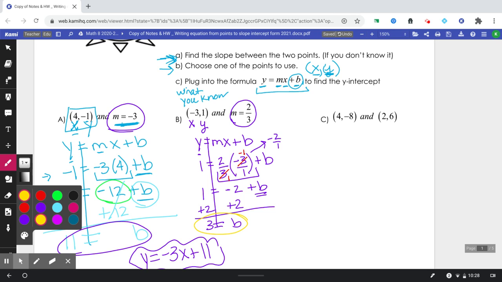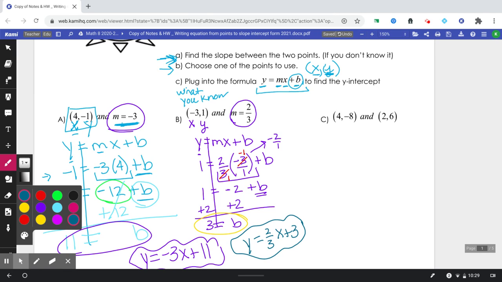Okay, so then the last step, write your equation. Y equals 2/3 x plus 3. Okay, all right, let's look at letter C. All right, letter C looks a little bit different.